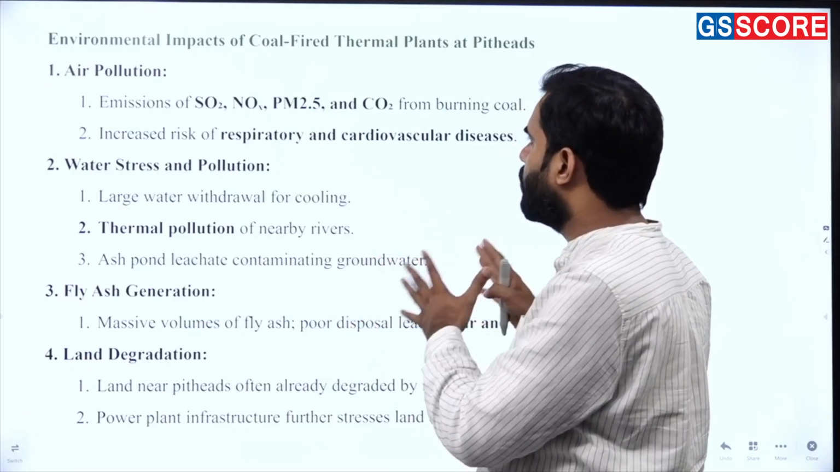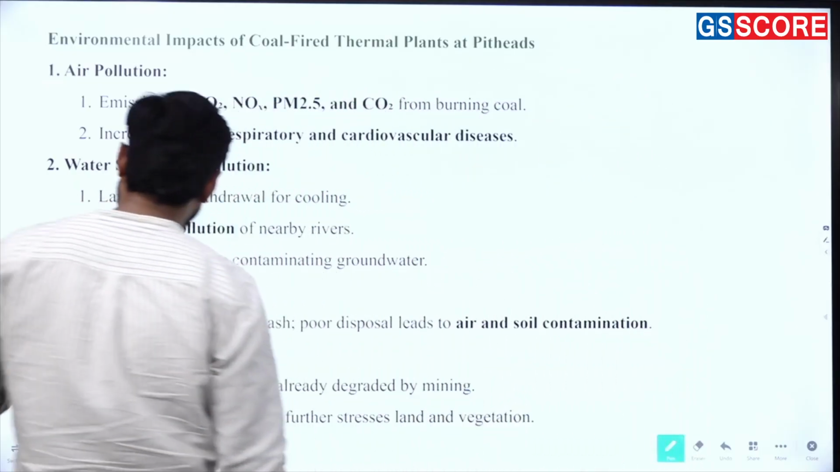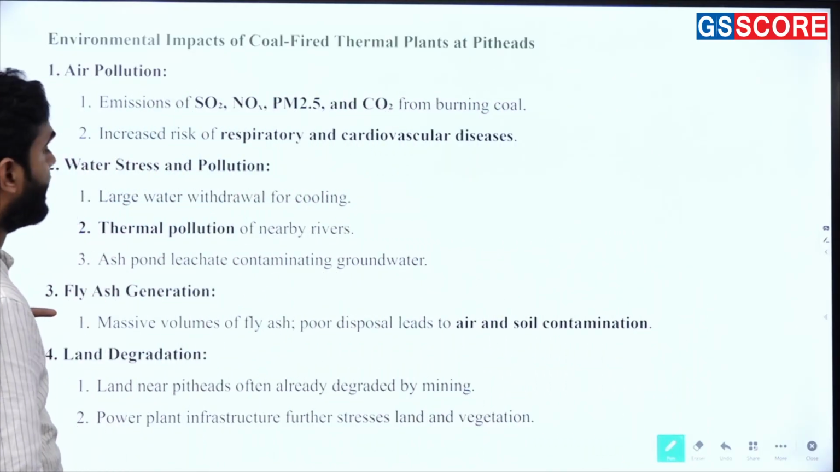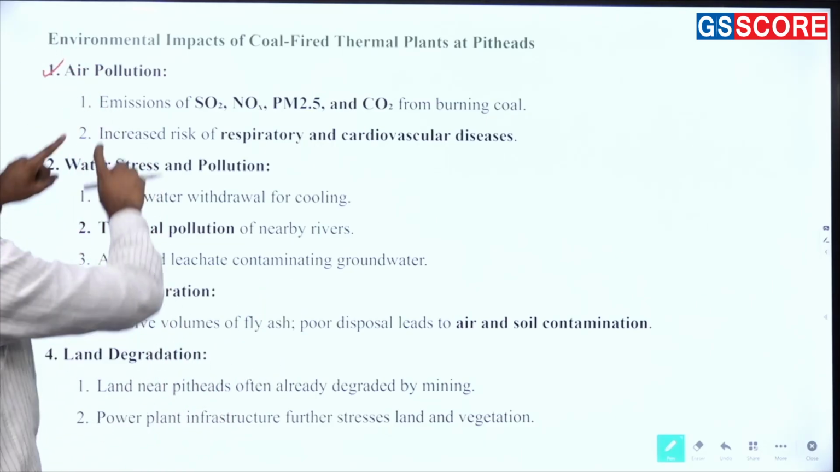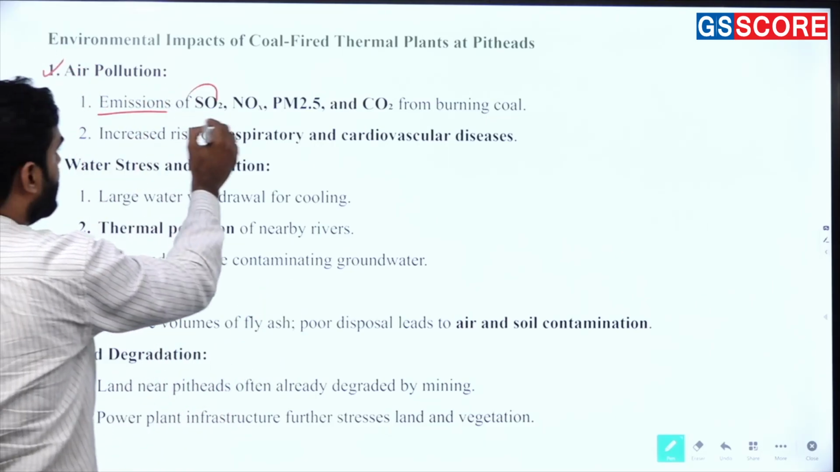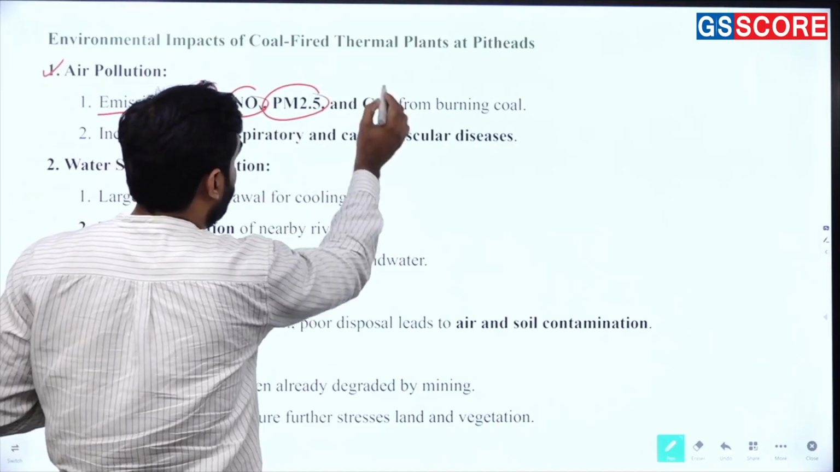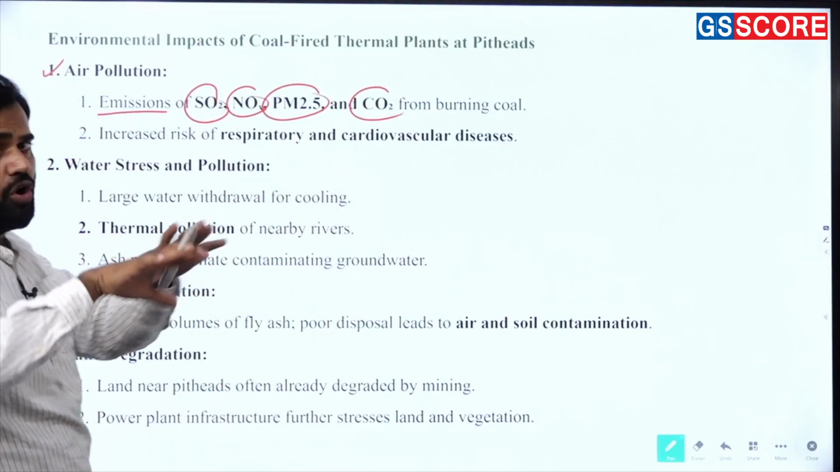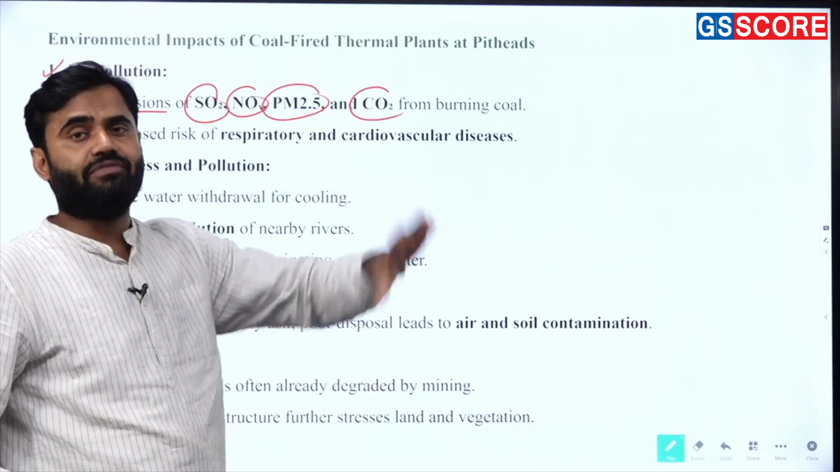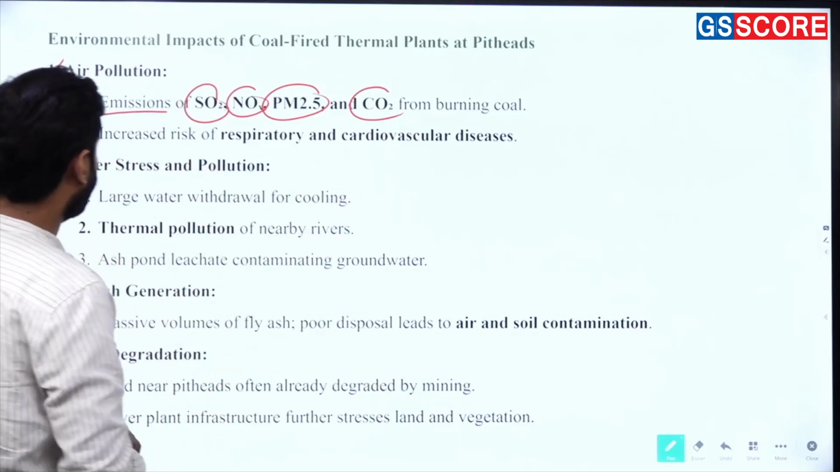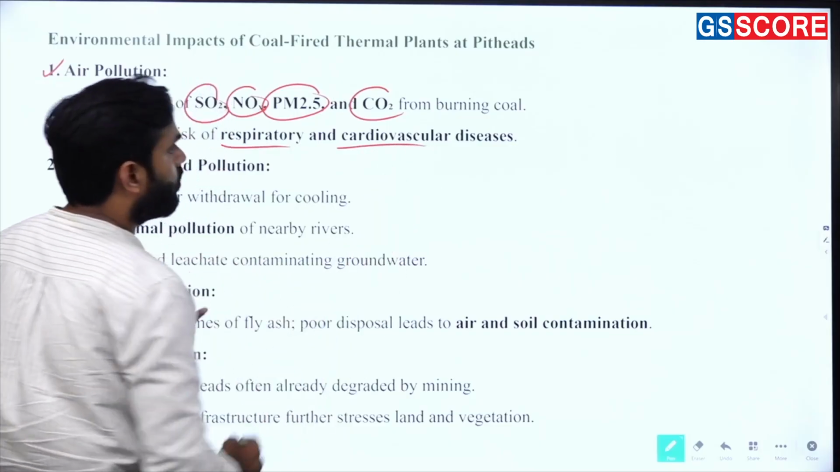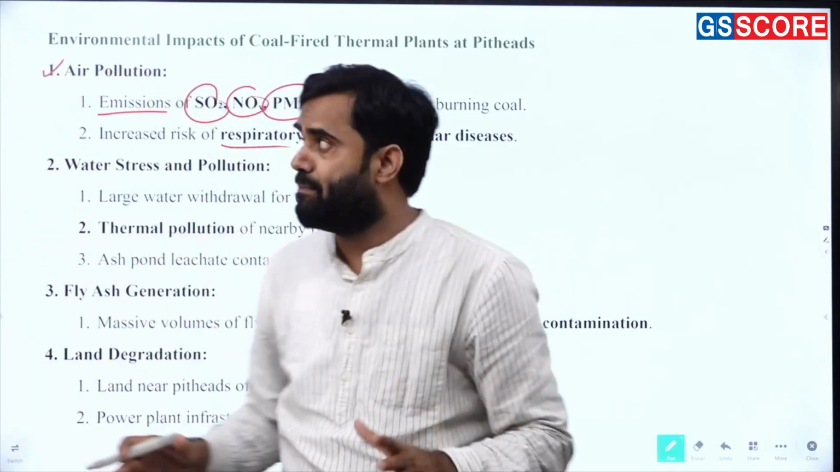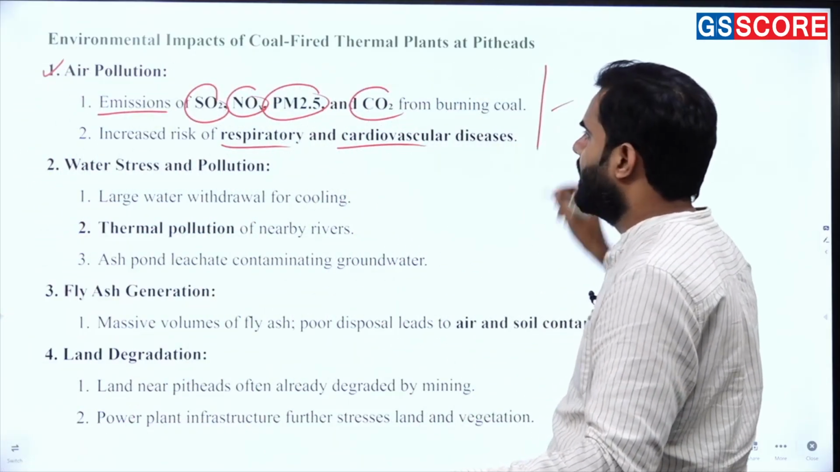Environmental impact of coal-fired plants. Whenever we talk about environmental impact, always remember air pollution is one of them. You have to mention the emission of SO2, NO, PM2.5 and CO2 from the burning of coal. These are the important gases coming from thermal power plants. Its impacts are respiratory and cardiovascular diseases. These are all its impacts. So I mentioned this under air pollution.